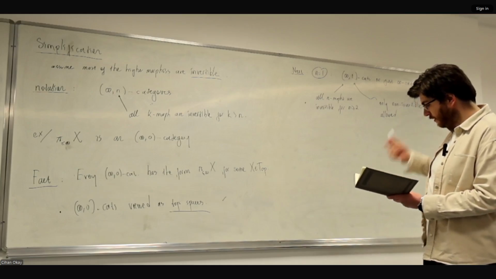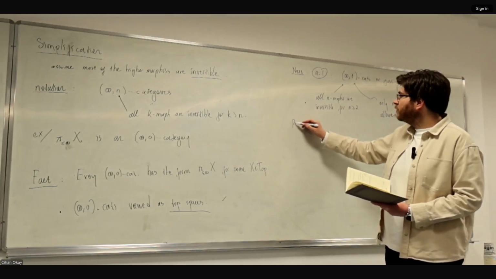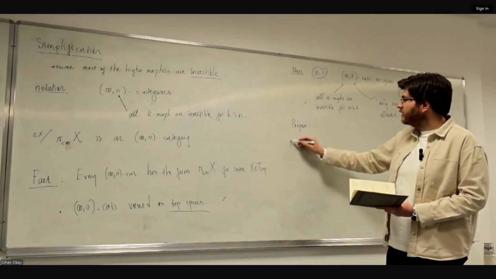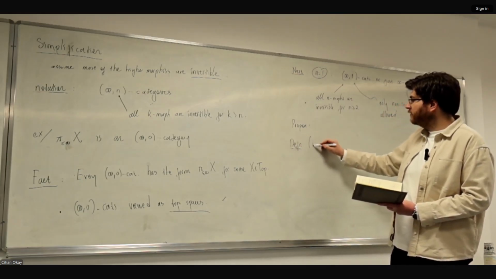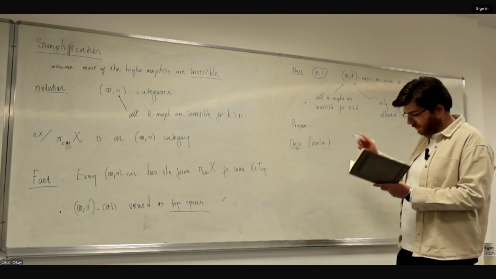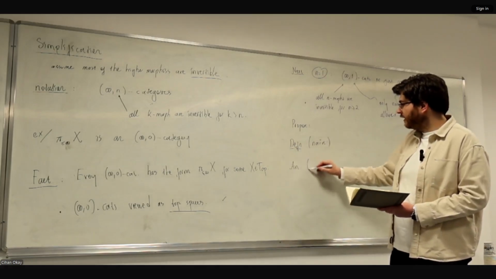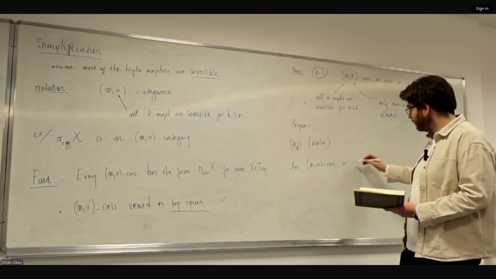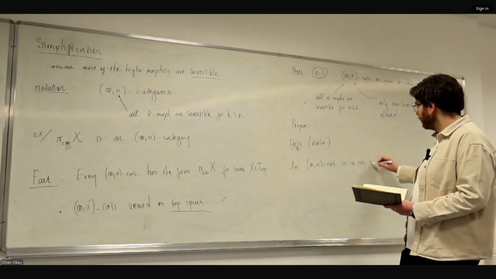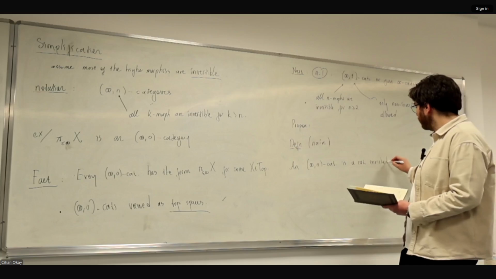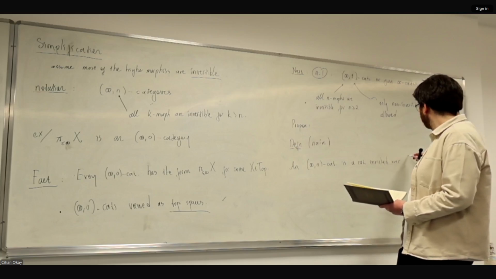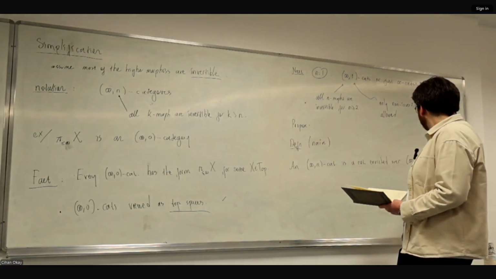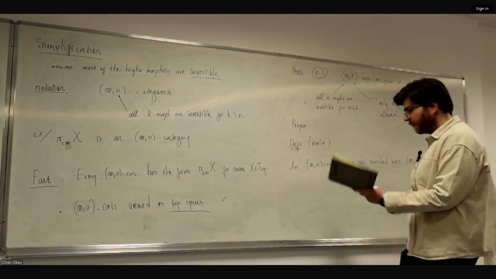So as we did before, we propose this naive, or informal, definition. You may say an (infinity, n)-category is a category enriched over (infinity, n-1)-categories.